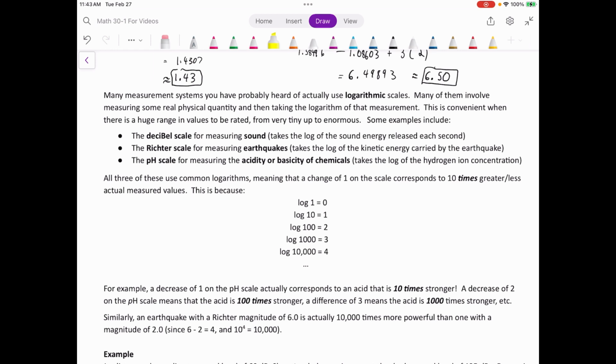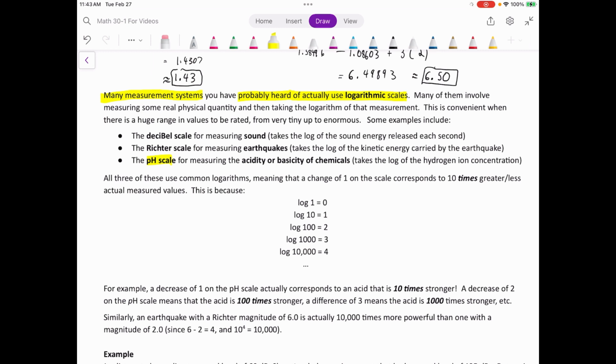So many measurement systems you have used. I know if you've taken chemistry, you've used one of them for sure. If you've taken Science 20, you've also talked about one of them. Even if you just took Science 10, which I'm assuming you did if you're now in Math 30, you have talked about a logarithmic scale. The pH scale, for example, is logarithmic. Many of these measuring systems use logarithmic scales.